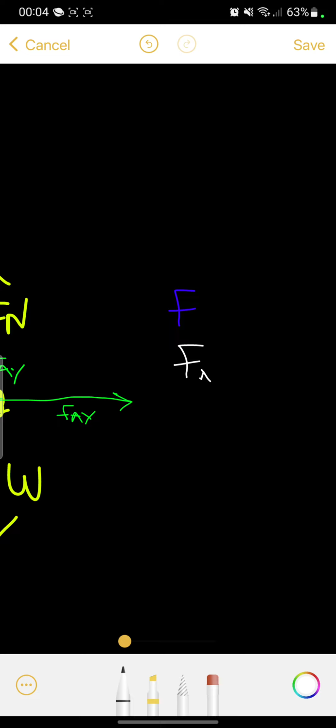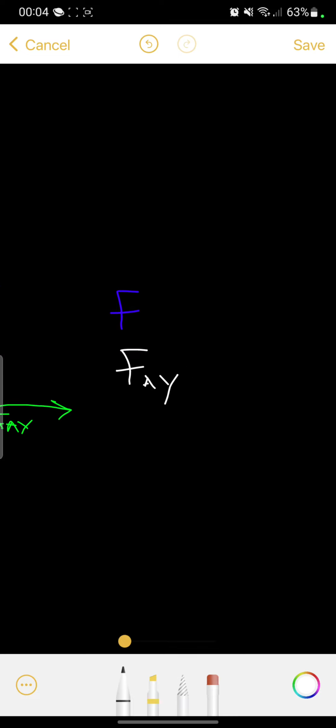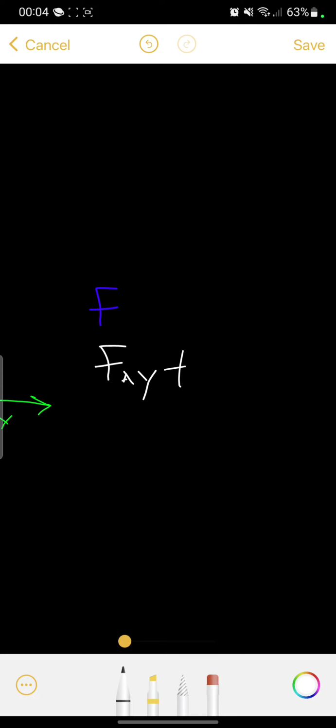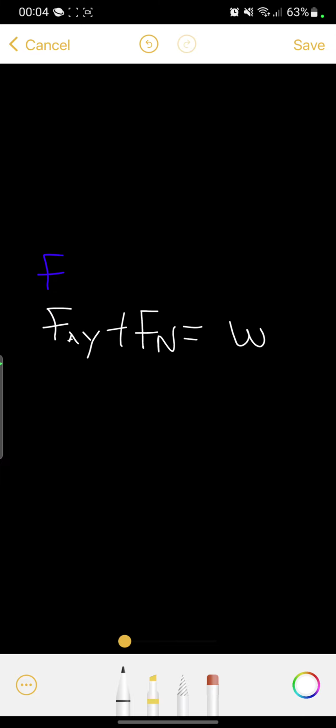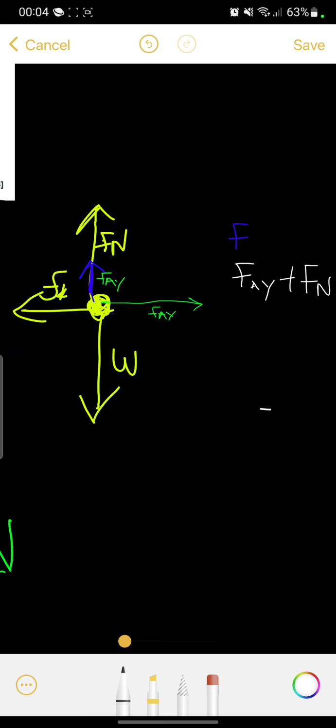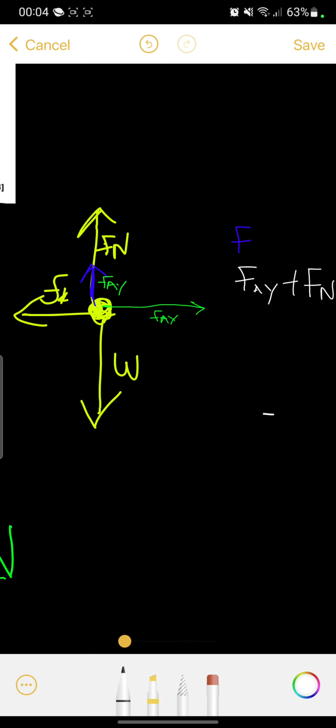We're just saying Fay, force applied, which is the vertical component of it, plus Fn, which is the normal force, has to equal the weight, because we said that the forces acting upwards are equal to the forces acting downward, because this object is not making any upward or downward movement.